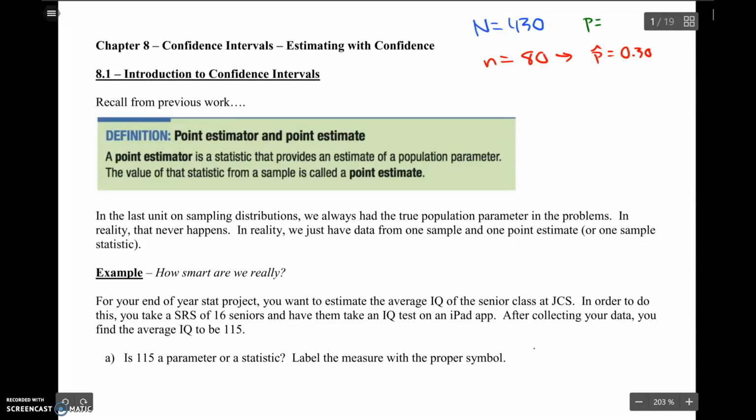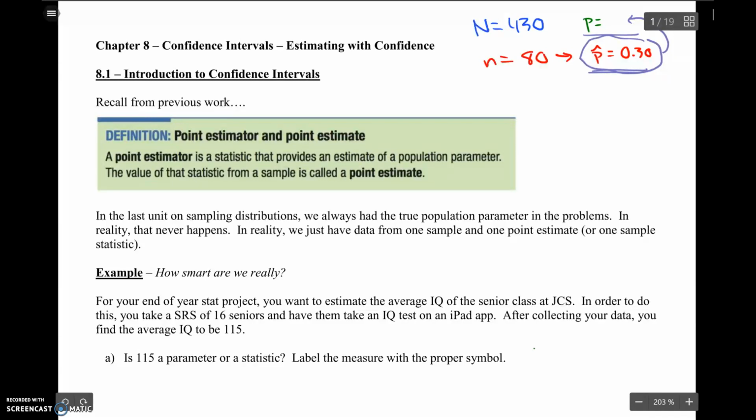The question is, how good of an estimator is this for the true population proportion? So this type of thing happens a lot in statistics. We want to estimate a parameter using a sample statistic. So how good is this sample? How likely are we to be off? And how far off are we if we are off?